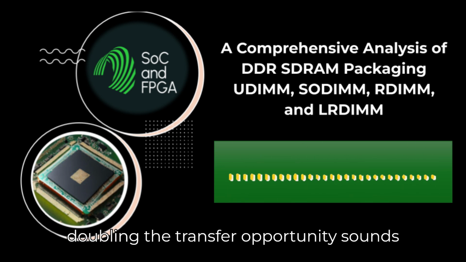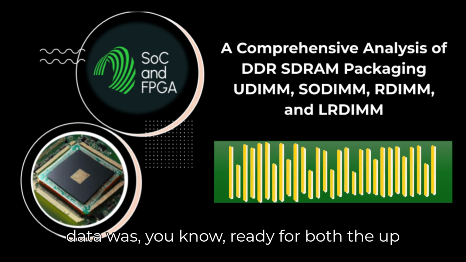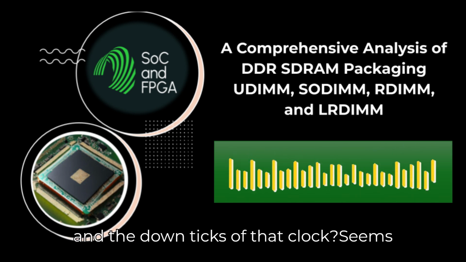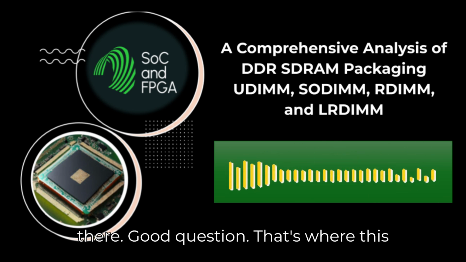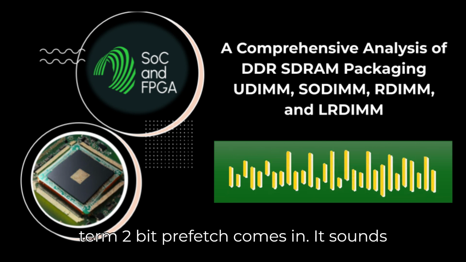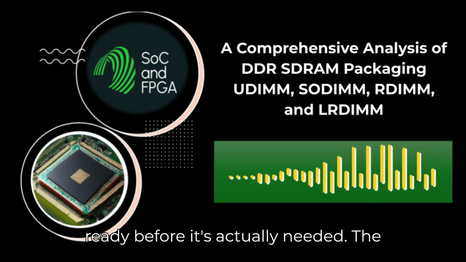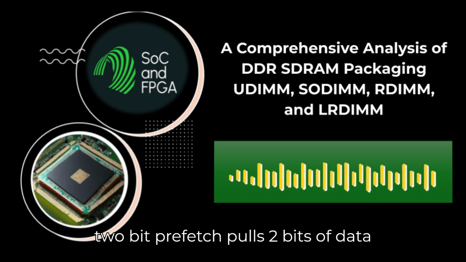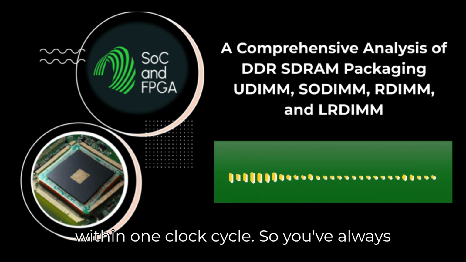Okay, doubling the transfer opportunity sounds good, but how did they make sure the data was ready for both the up and the down ticks of that clock? Seems like you could still hit a bottleneck there. Good question. That's where this term 2-bit prefetch comes in. It sounds technical, but the idea is simple. Prefetching just means getting the data ready before it's actually needed. The 2-bit prefetch pulls 2 bits of data from the memory cells ahead of time within one clock cycle.